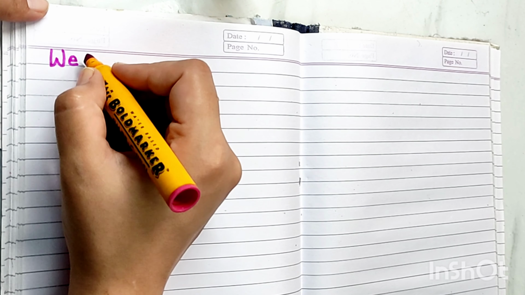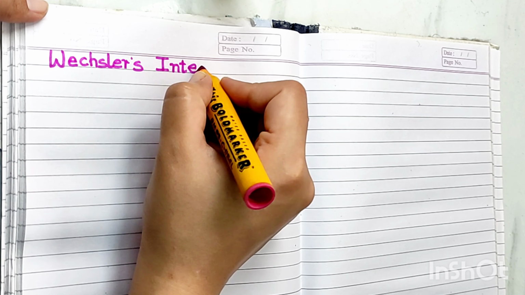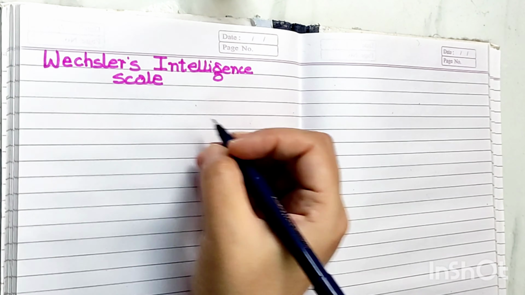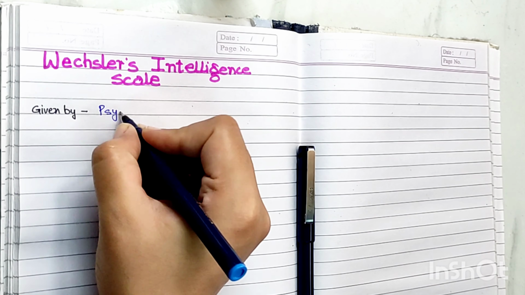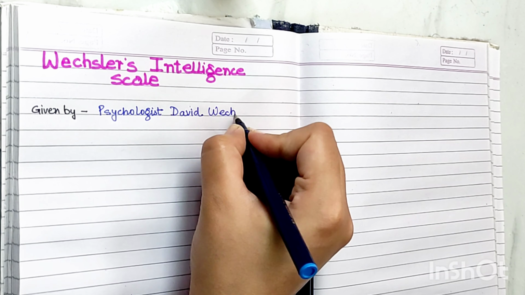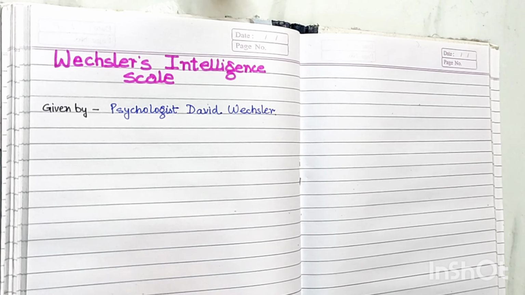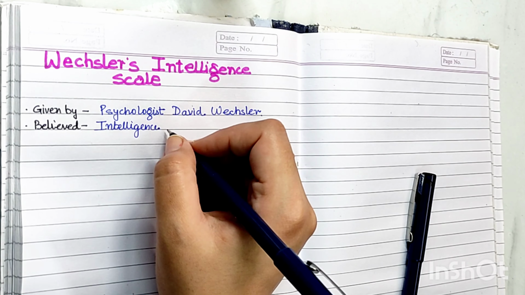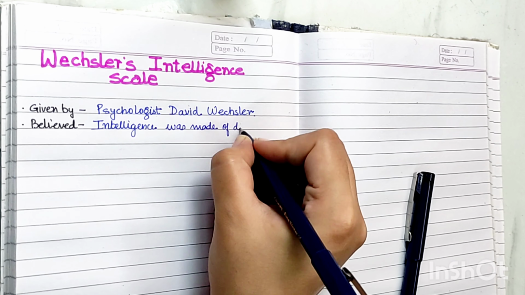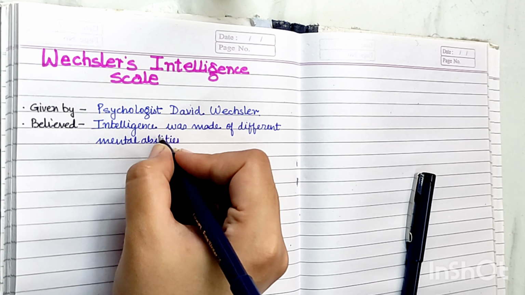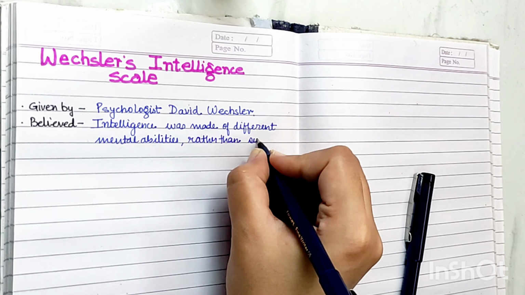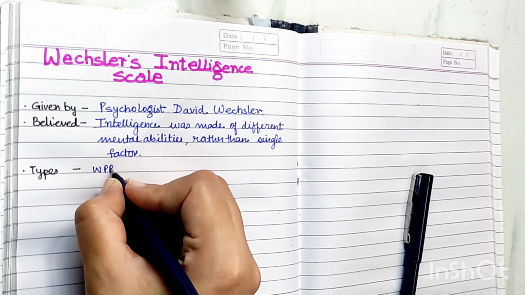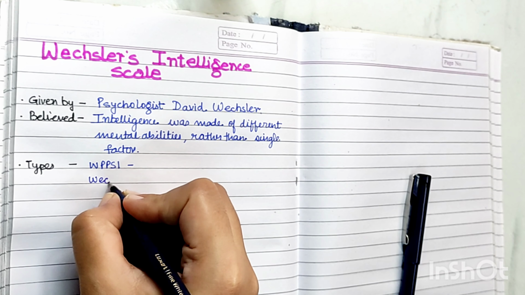Hi guys, so today we are going to study the Wechsler's Intelligence Scale, and this test has three different types. This scale was given by David Wechsler. The basic idea behind the making of these scales was to understand that intelligence is not just a single component or a single mental ability. Rather, it is a complex set of different mental abilities. And David Wechsler gave three types of scales.